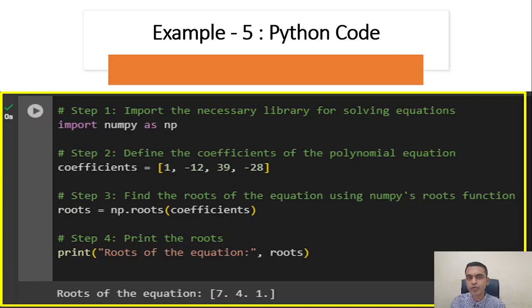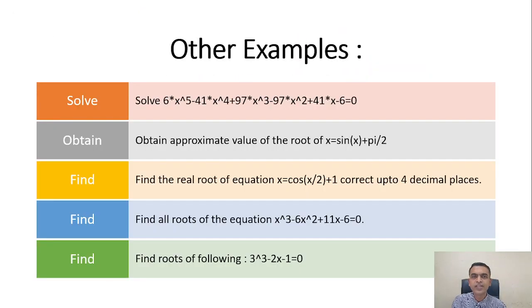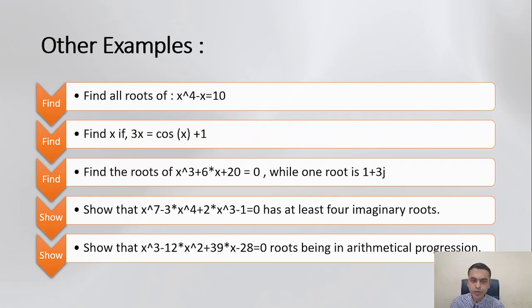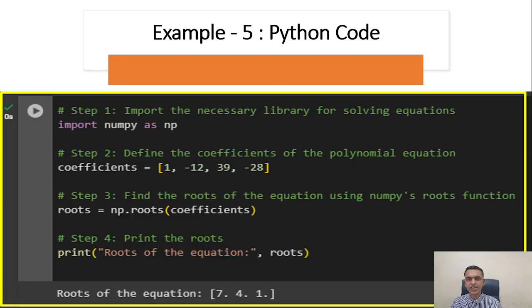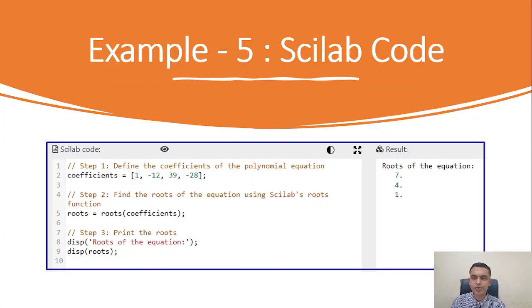So this is example 4, and now let's go to example 5. Example 5 is x cubed minus 12x squared plus 39x minus 28 is equal to 0, and prove that the roots are in arithmetic progression. So we again define the coefficients, invoke the roots function, and get the roots. Because it's third order, the roots are 7, 4 and 1. This was the 5th problem.